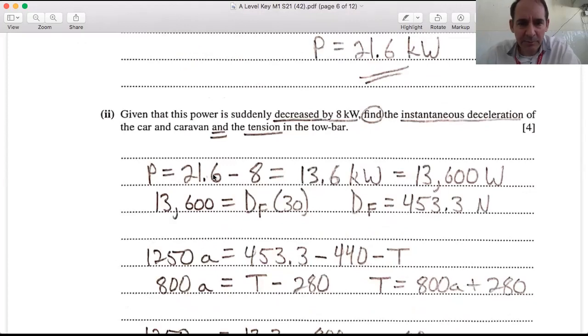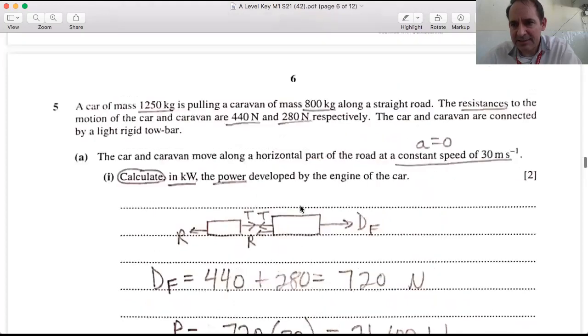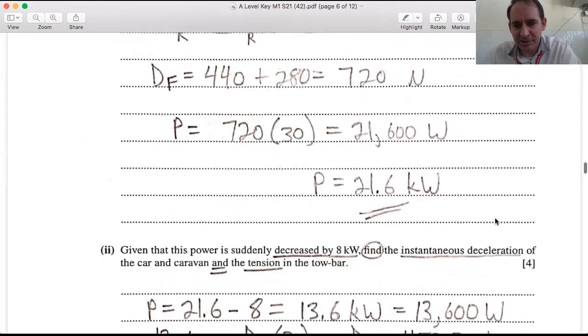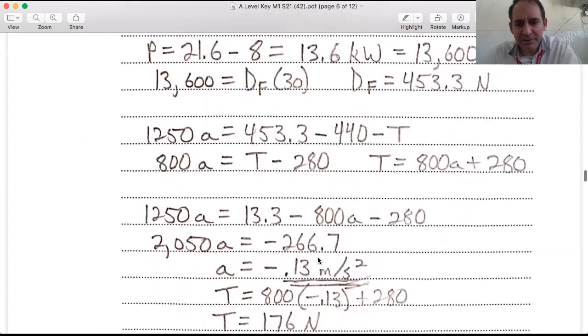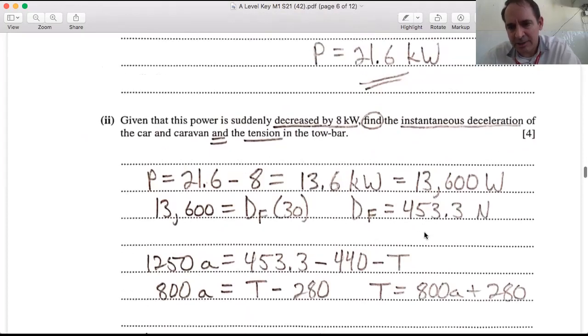Let's start with our power. We started with 21.6. We have a sudden decrease by 8 kilowatts, meaning we're now dealing with 13.6 kilowatts, which is 13,600 watts. The 13,600 watts is the power divided by the 30 meters per second. That is still our speed. That gives us a new driving force. In other words, the driving force dropped to 453.3 newtons.